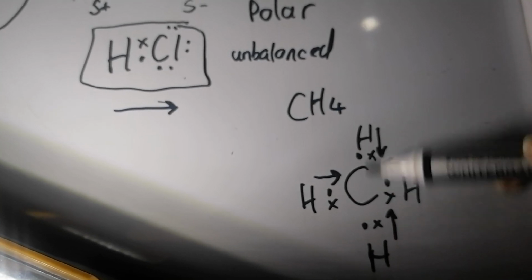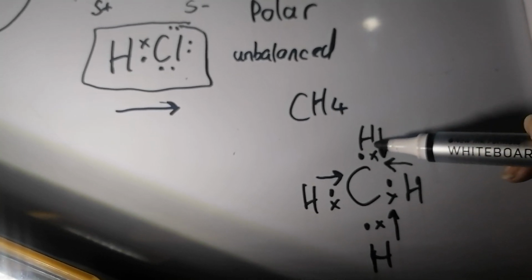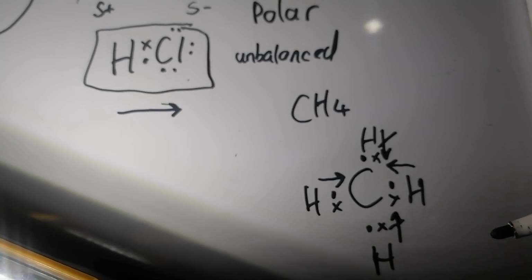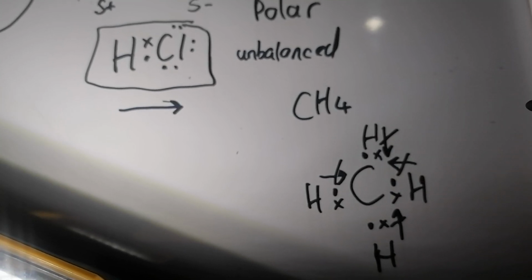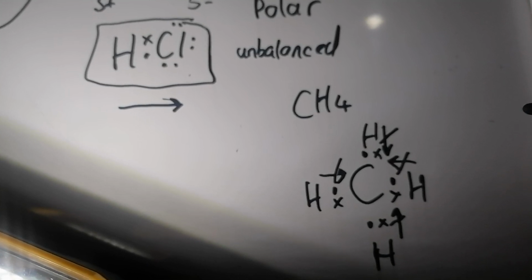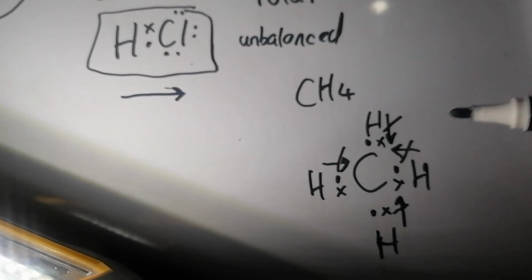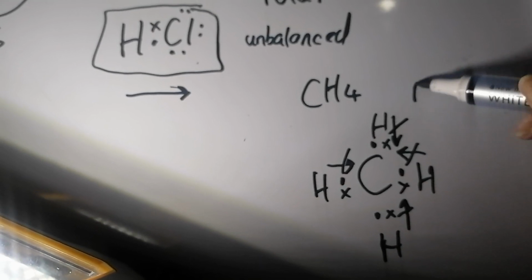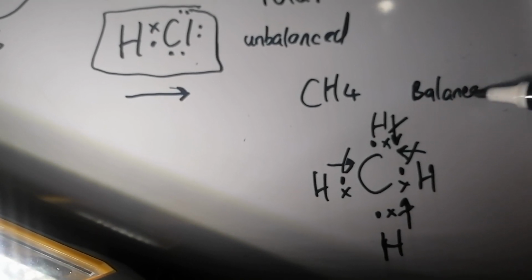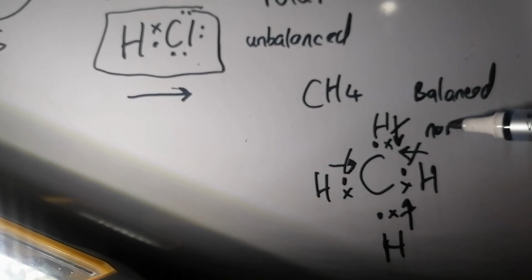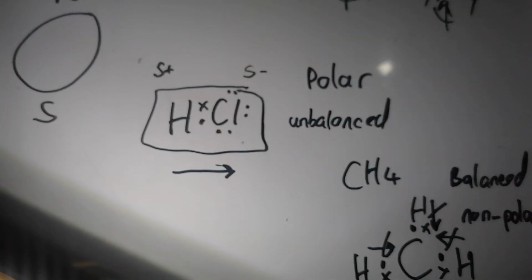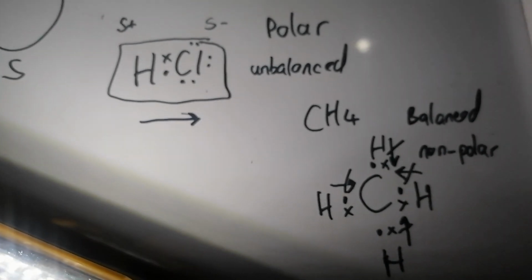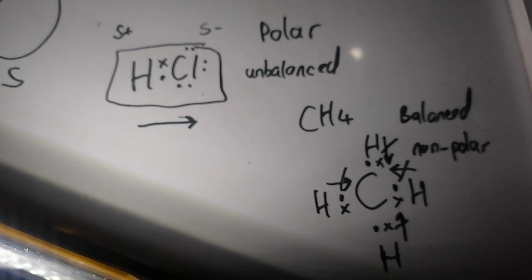Now, can we cancel here? Yes, we can. This and this one can cancel because they're going in opposite directions, but they're both vertical. And this one can cancel because they're going in opposite directions, but they're horizontal. Now, if everything canceled off, we call this balanced. And if it's balanced, it's nonpolar. If it's unbalanced, it's polar. So I'm going to do more examples with you so you get the hang of it.